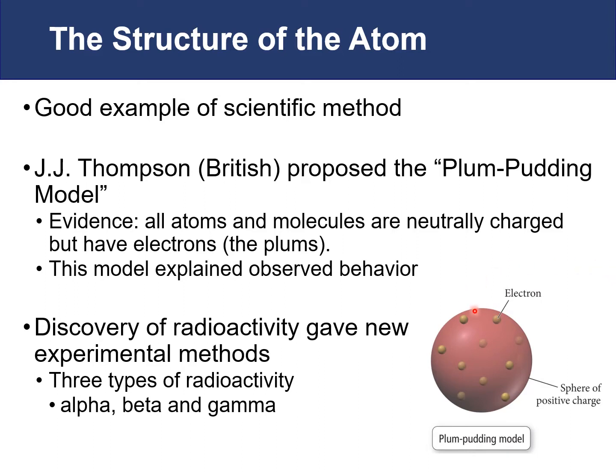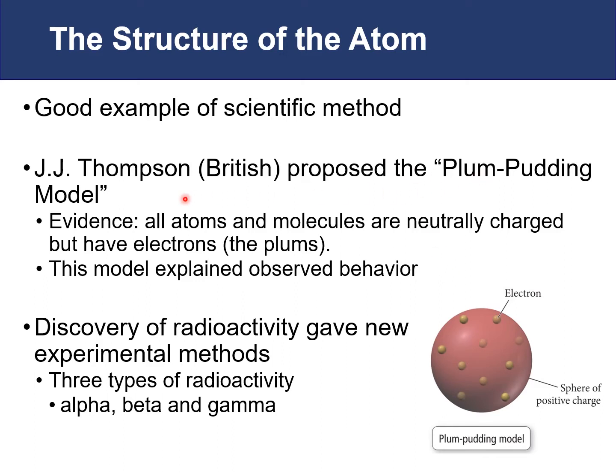Now, this predates the discovery of radioactivity. With the discovery of radioactivity, new experimental methods were developed. Up until the discovery of radioactive particles, the plum pudding model fit all of the experimental data. So up till that point, it was a valid theory, right?